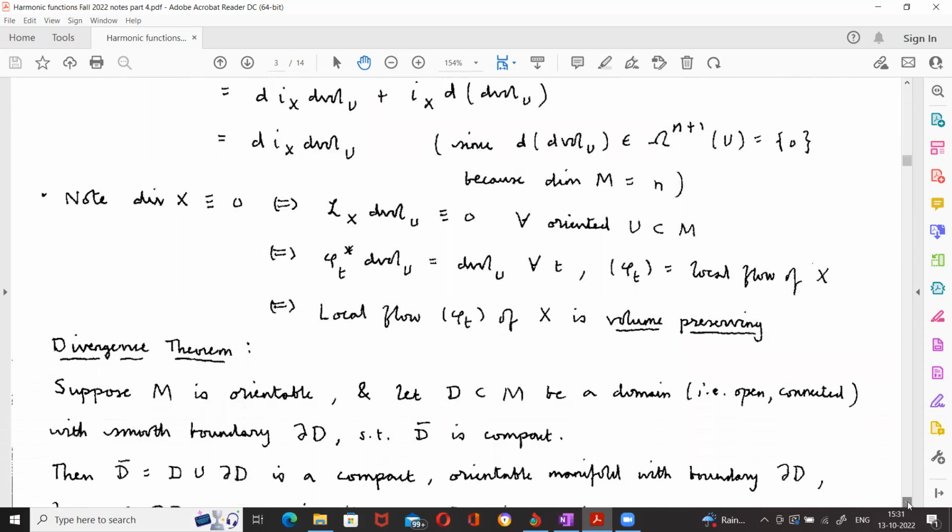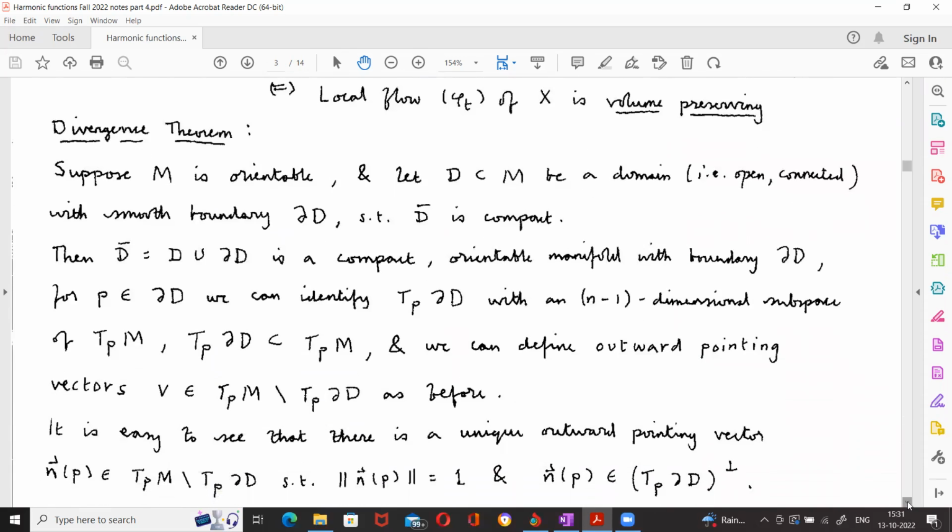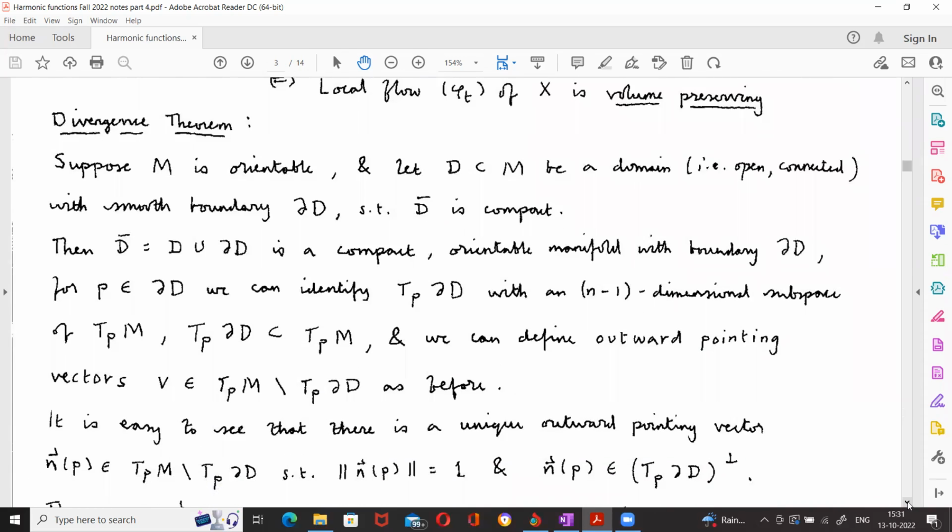A main tool in the study of the Laplacian also is what's called the divergence theorem. So let me come to the statement and then we'll do the proof. So suppose M is orientable and let D be a domain. So that means an open connected subset of M with smooth boundary del D. And suppose that D closure is compact.